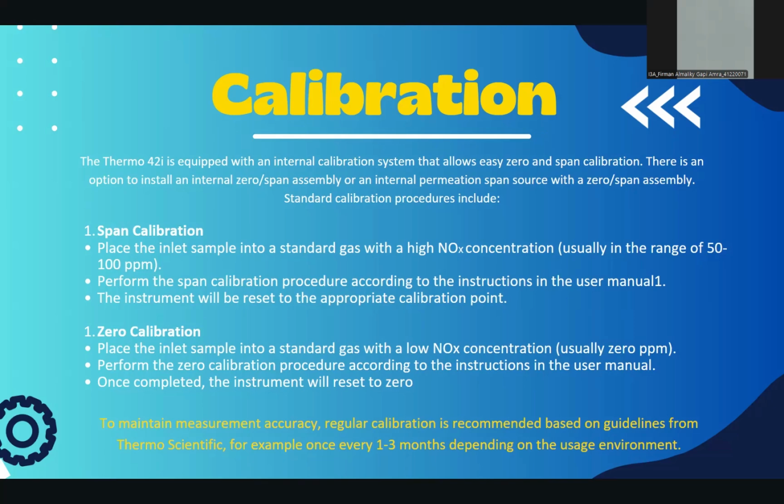Next one is zero calibration. The step is place the inlet sample into a standard gas with a low NO concentration. Perform the zero calibration procedure according to the instruction in the user manual. And once complete, the instrument will reset to zero. Also, to maintain measurement accuracy, regular calibration is recommended based on guidelines from Thermo Scientific, for example, once every 1 to 3 months, depending on the user's environment.